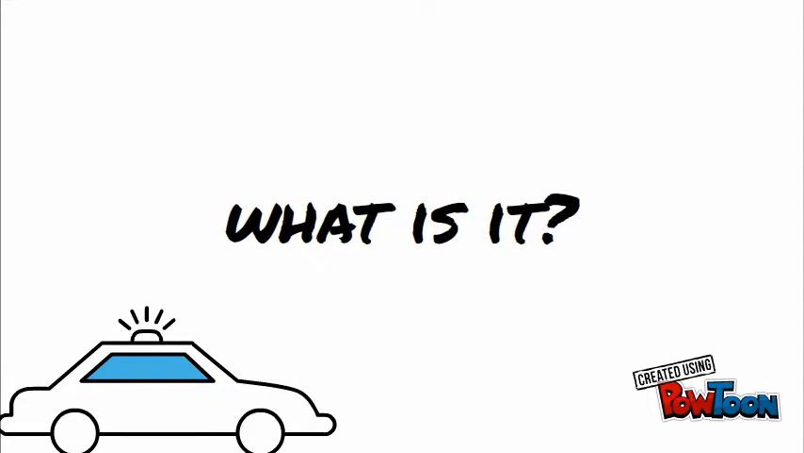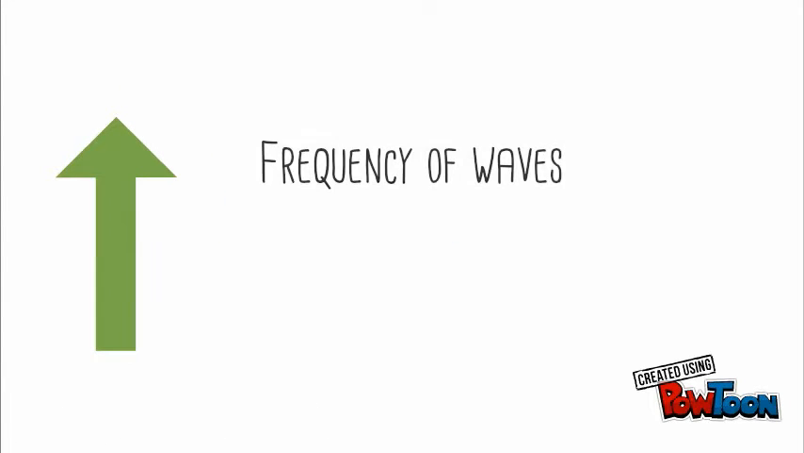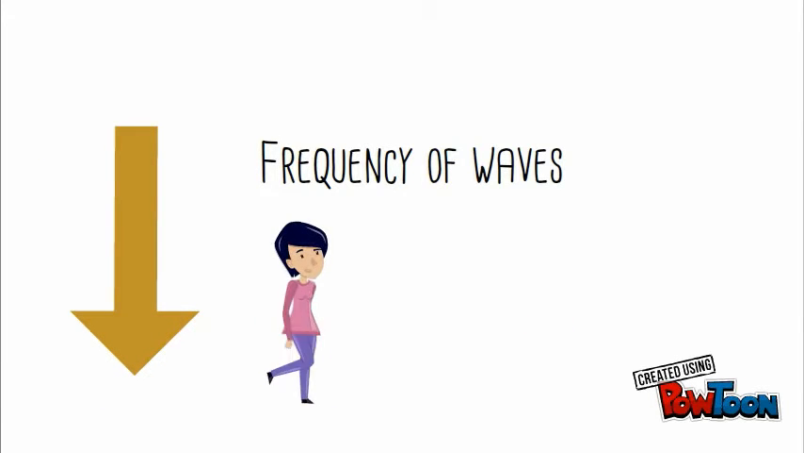What is the Doppler effect? The Doppler effect is the increase in the frequency of the waves as the object and the observer move towards each other. It is also the decrease in the frequency of the waves as the object and the observer move away from each other.